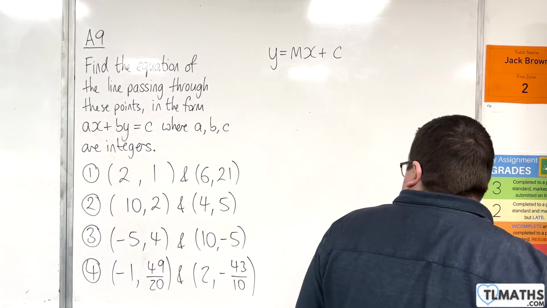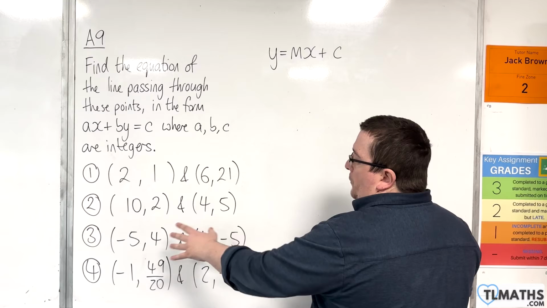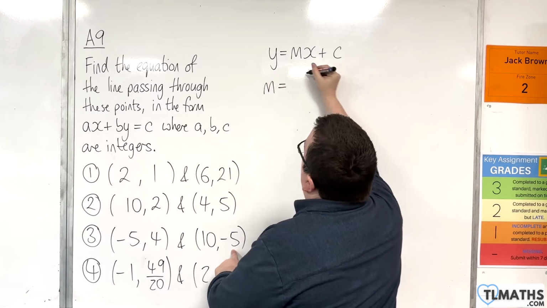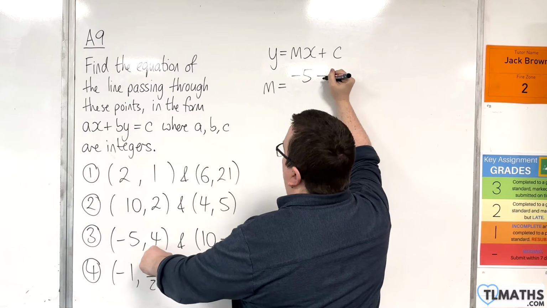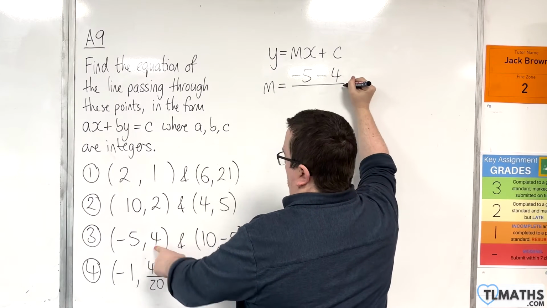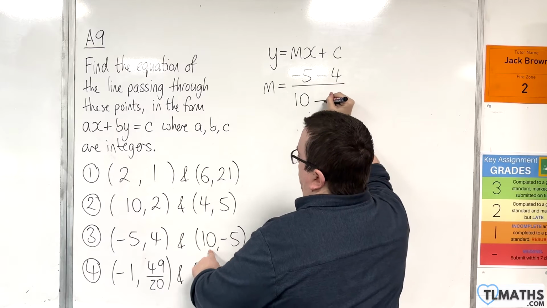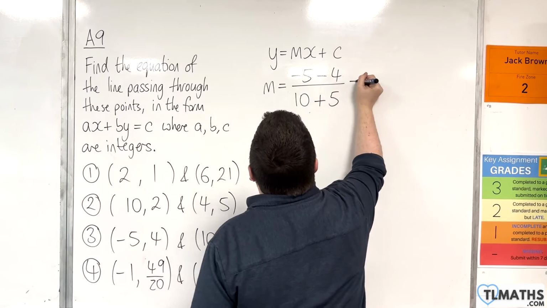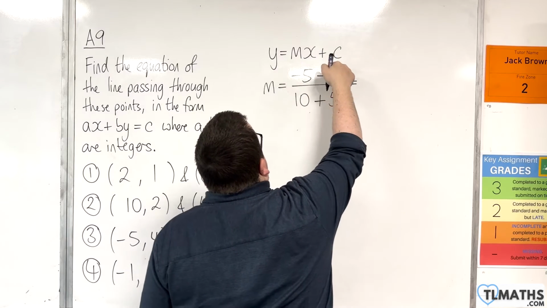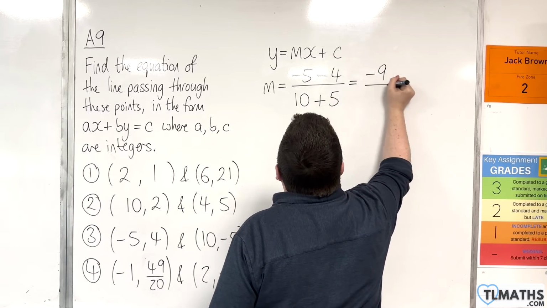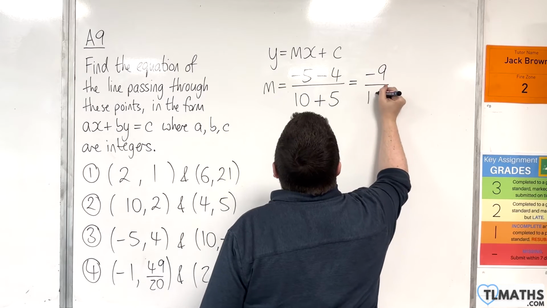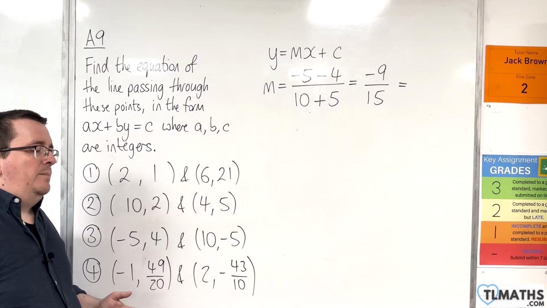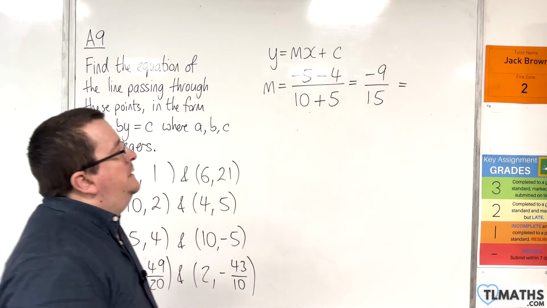Right, number 3. Okay, so we've got -5, 4 and 10 minus 5. So the gradient is -5 take away 4 over 10 take away -5. So take away -5 is the same as +5. -5 take away 4 is -9. 10 plus 5 is 15. Now 9 and 15 are both divisible by 3.